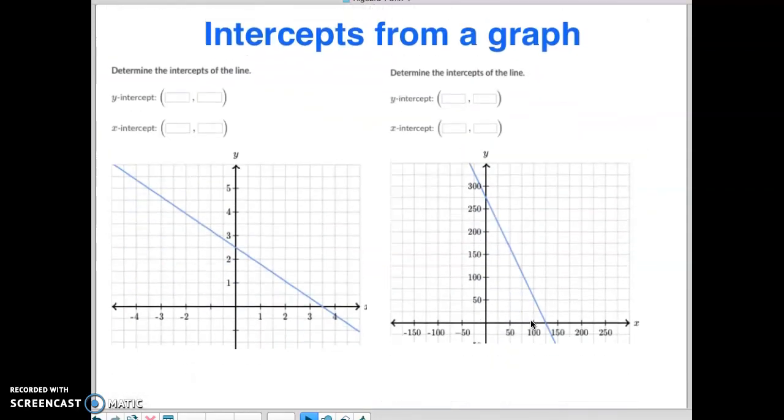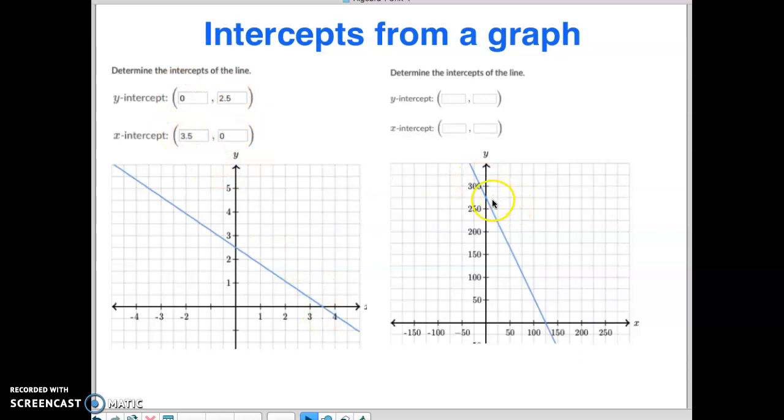Next one. Intercepts from a graph. So we have to put down the coordinate points of the two intercepts. Notice an intercept is where it crosses the y-axis. That would be the y-intercept. Or the x-axis, where it crosses down here. Well, what's the y and what's the x-intercepts? Well, the y crosses at (0, 2.5), and the x one crosses at (3.5, 0). So you have to put in the full coordinate points for that.